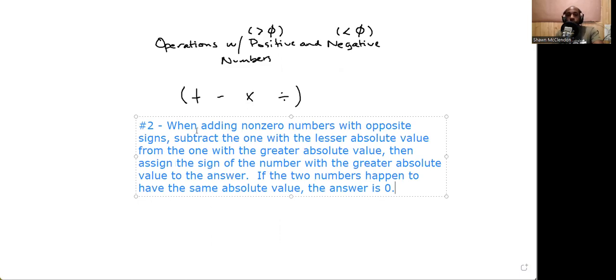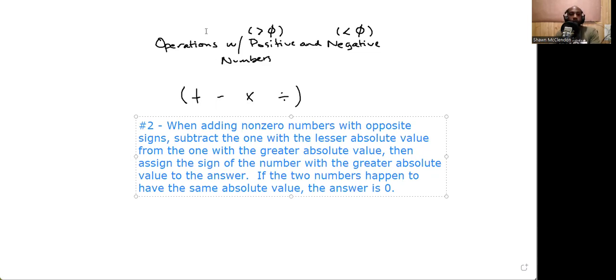Now, rule number 2: when adding non-zero numbers with opposite signs, that means one is positive, one is negative, subtract the one with the lesser absolute value from the one with the greater absolute value. Then assign the sign of the number with the greater absolute value to the answer. If the two numbers happen to have the same absolute value, then the answer is 0.